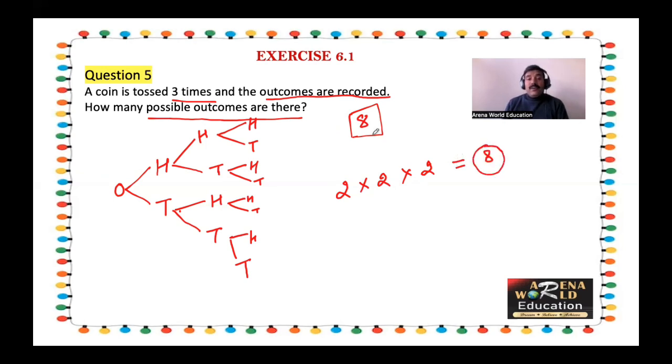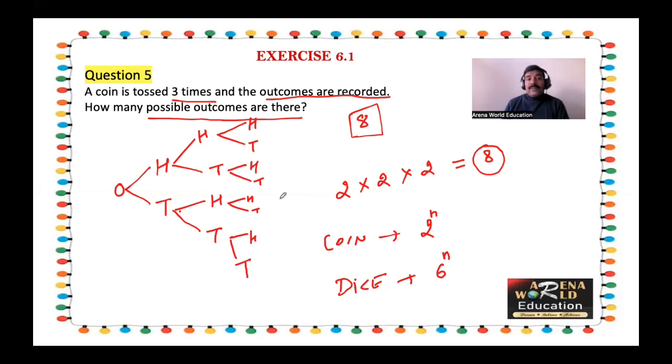And always remember, whenever we have any question related to coin, the base is always 2. And if the question is related to dice, then the base is always 6. And the number of times you toss a coin or flip a dice will be the power. So I am just writing n. In case of coin, total number of outcomes will be 2 raised to power n, and in case of dice, it will be 6 raised to power n.